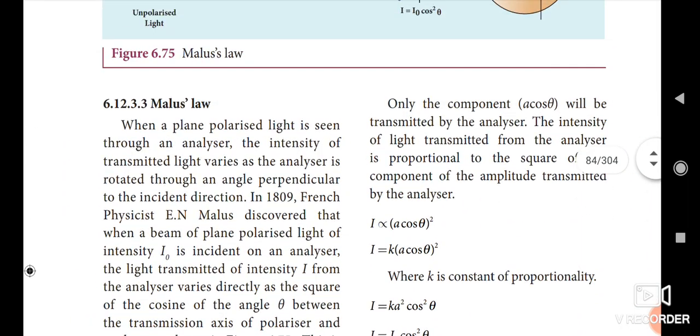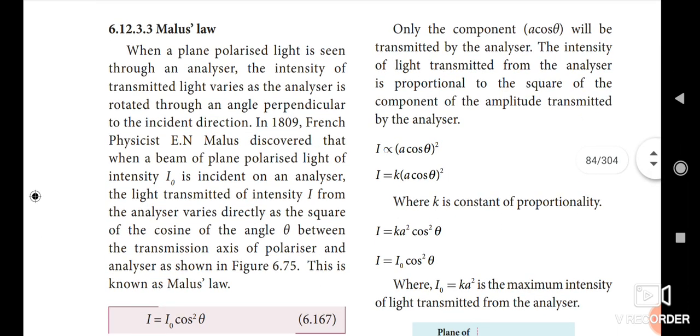So what is Malus law? In 1809, the French physicist E. L. Malus discovered that when a beam of plane polarized light with some intensity I naught is allowed to pass through an analyzer, the light is resolved into two components: one is the vertical component and another is the horizontal component. Malus law states that I is equal to I naught cos squared theta.